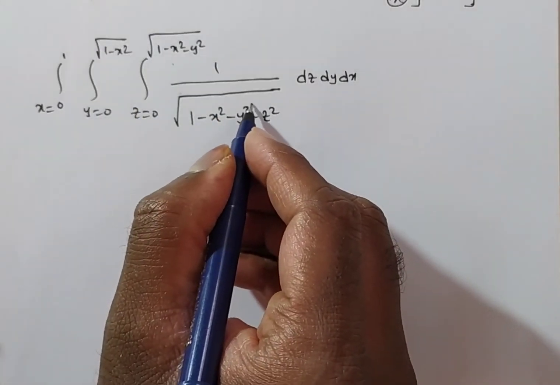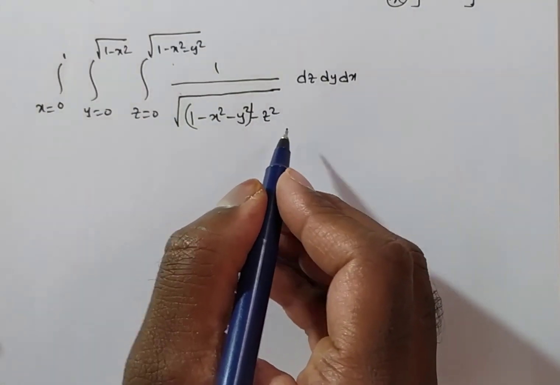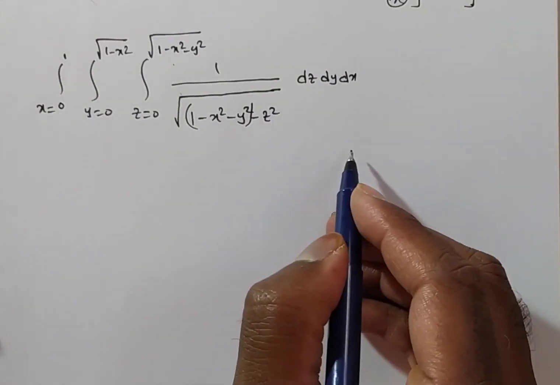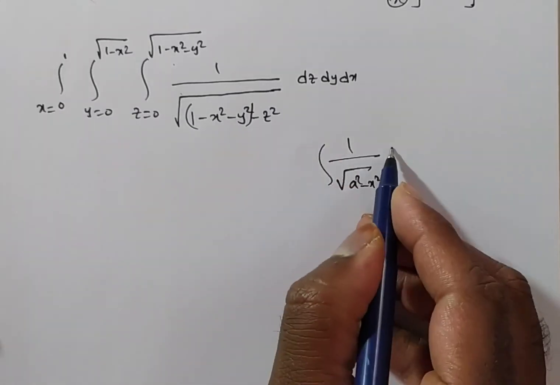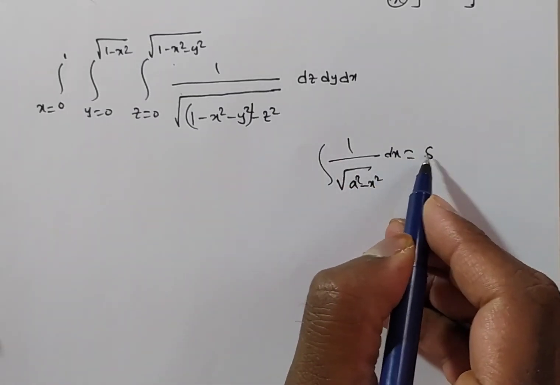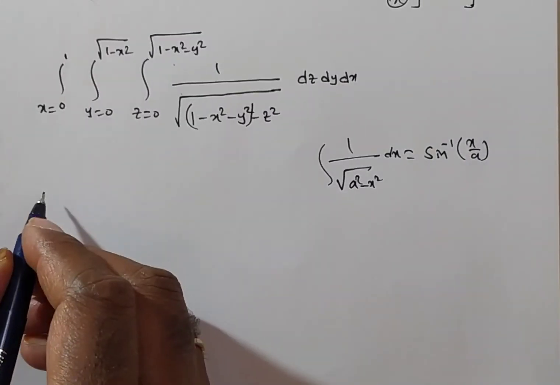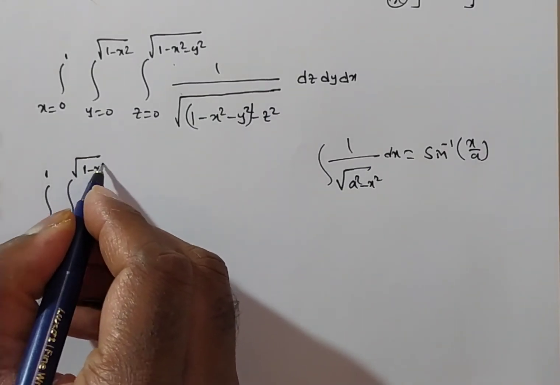I am considering this as a bracket, because while integrating with respect to z, we can treat all other variables as constant. Now this is in the form of 1 by square root of a square minus x square dx. Then what you can add is sin inverse of x by a. So, integral from 0 to 1, integral from 0 to square root of 1 minus x square.